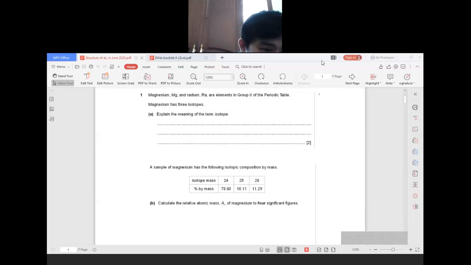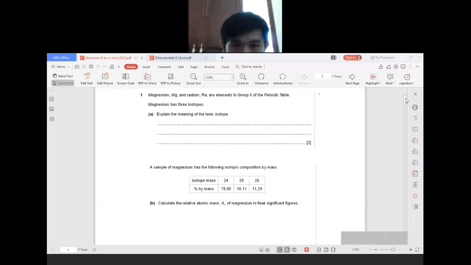Let me ask Vanessa. Vanessa, what is the meaning of isotope? Isotopes of an element have the same number of protons, but different numbers of neutrons, hence different nucleon number. Yes, correct. So, isotopes are atoms of the same element that have the same number of protons, different number of neutrons.